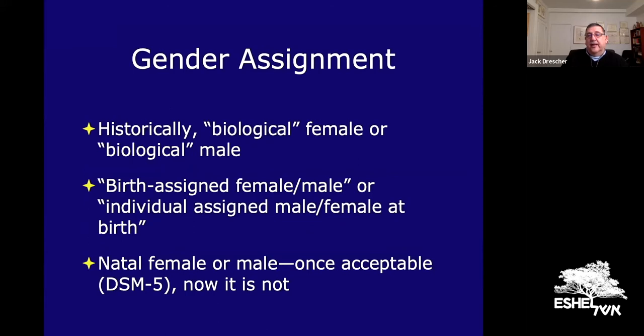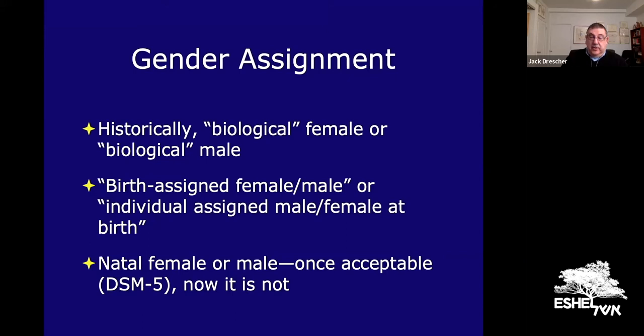Historically, we talked about biological men and biological women. This assumed that the biology of gender resided in the genitals. So if you were born with a penis, you were assigned male. We now know that not everybody's assignment takes. So we talk about birth assigned males or females, or individuals assigned male or female at birth.